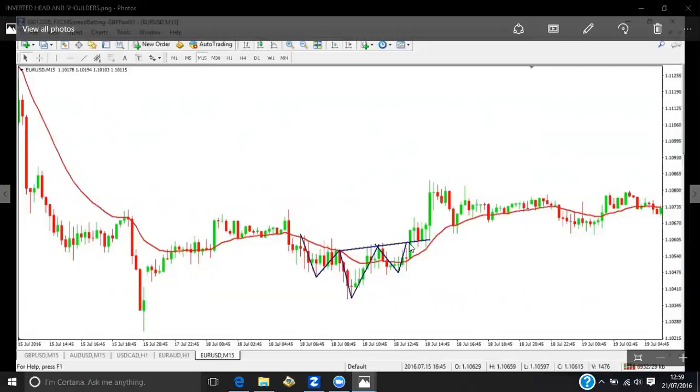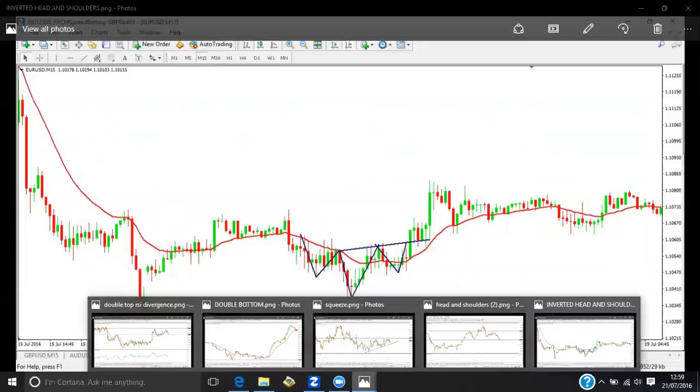So what's that there? That's about a 25 pip move off a 15-minute chart. It's not bad at all. Again, your stop is below here. Yeah, and that's it. And again, you can see the same patterns formed. Shoulders, head, shoulders. And that's it, lads, really. That's the main patterns I look for. Double tops, double bottoms, squeezes, and head and shoulders.